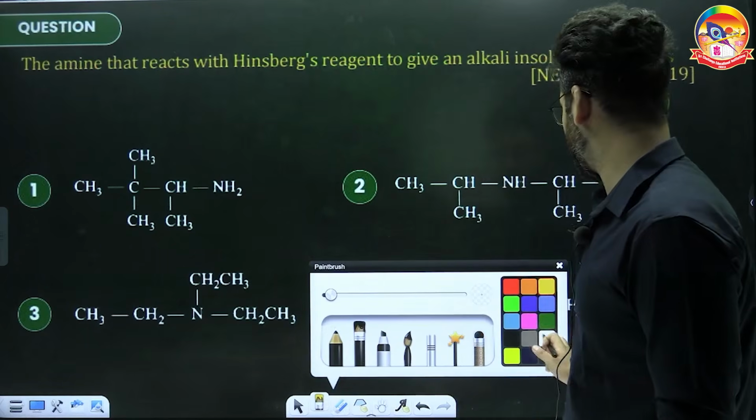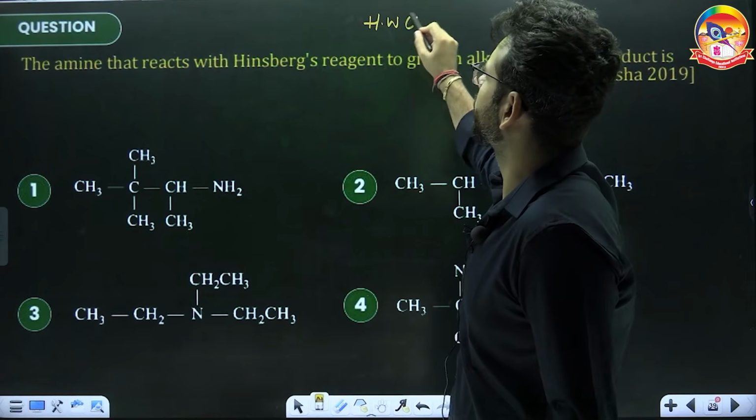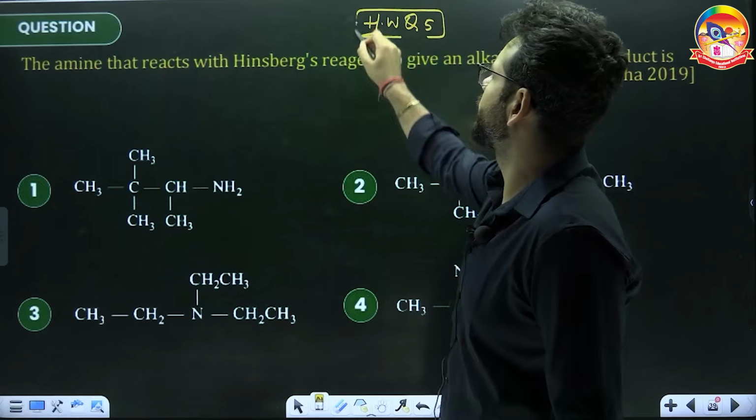Just now I gave you the reasons for Hinsberg reagent and I gave you the reaction. This becomes your homework question number 5. Tell me in the chat box what would be the answer.